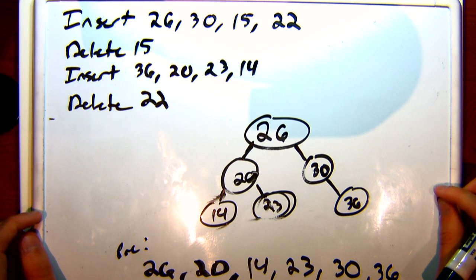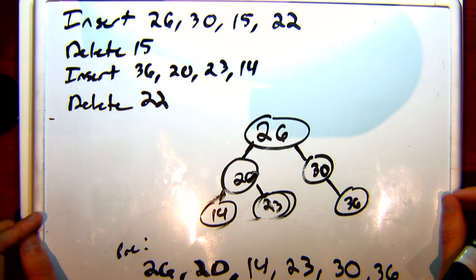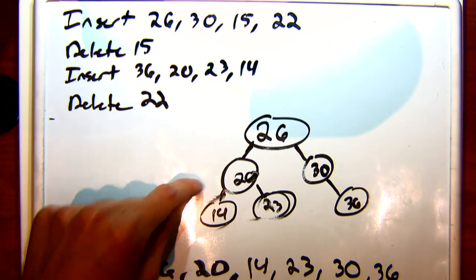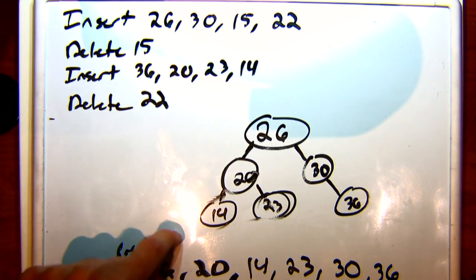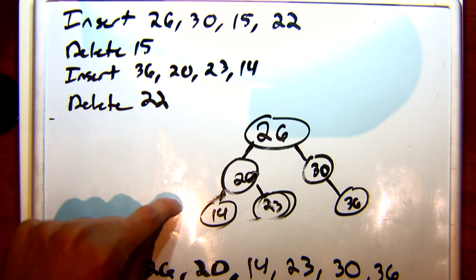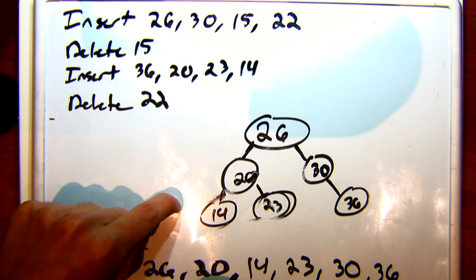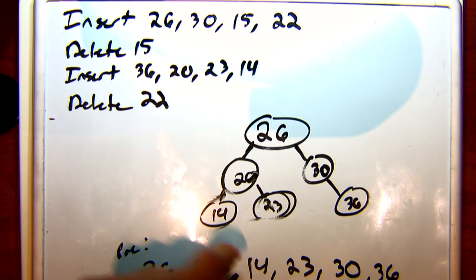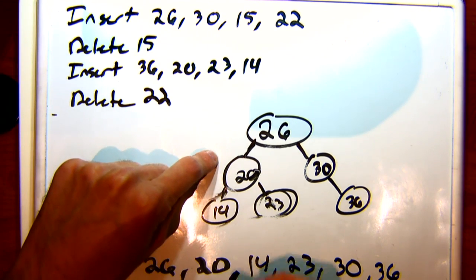The in order is, remember, the one where we traverse left, then we print. So we're going to do 26, 20, 14, and we're going to try to traverse left, but we can't, so we'll come back, and 14 is going to be the first thing to print. Then we'll go back, and then we'll try to traverse right, and then we'll come back. And then we've already gone left, so we'll print 20 out.